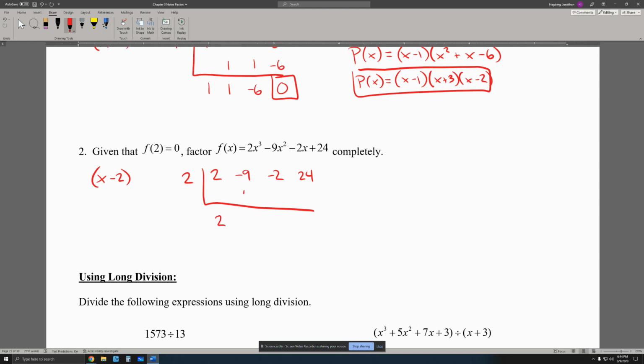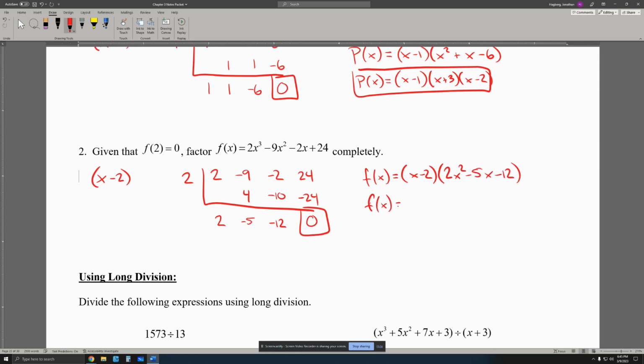Multiplying 2 times 2, we get 4. Negative 9 plus 4 is negative 5. 2 times negative 5 is negative 10. And we have negative 2 minus 10 is negative 12. And then 2 times negative 12 is negative 24. Adding these up, we get a remainder of 0. So that tells me that this divides out evenly. So then the factorization for f of x is the quantity x minus 2 times the quantity 2x squared minus 5x minus 12.